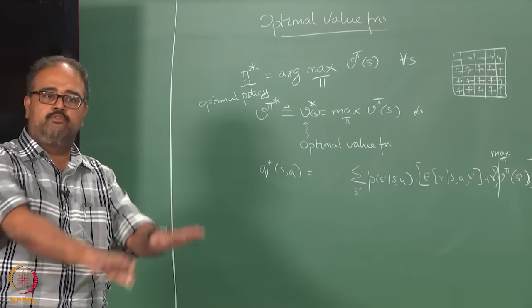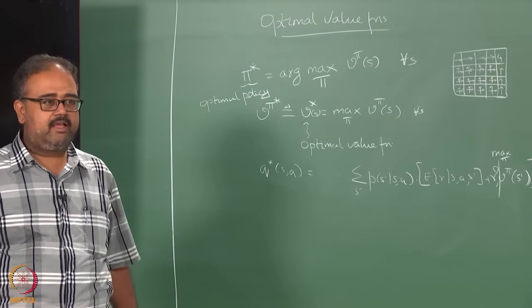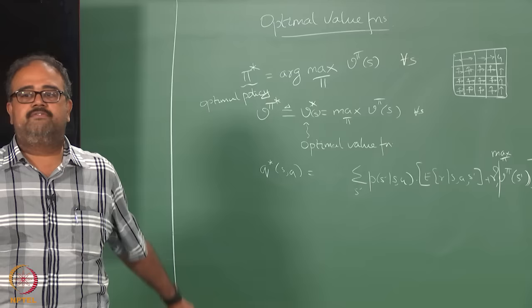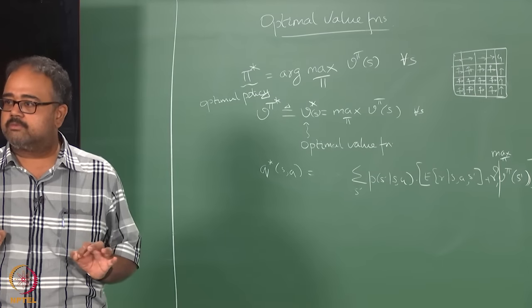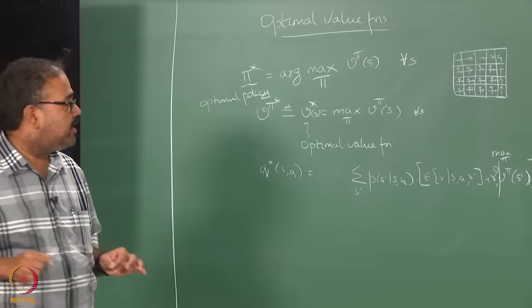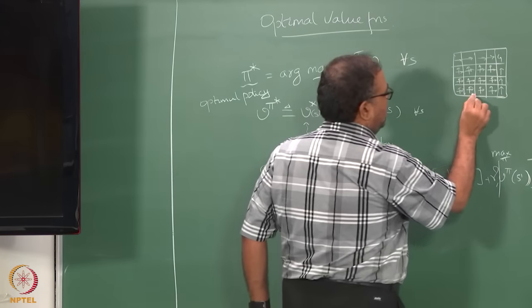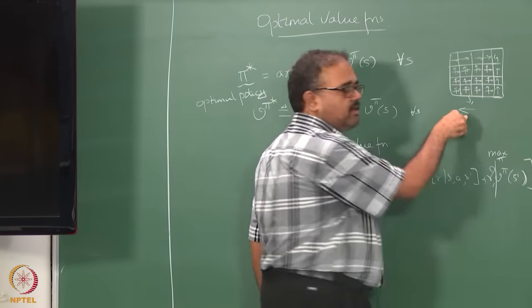Whenever you talk about Q star S comma A, the A is still fixed. It might not be the best A to do. In fact, I can have a Q star defined for this action A here.